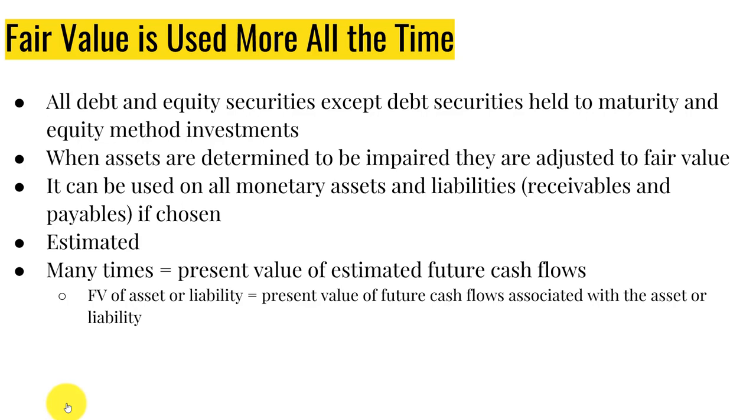Whenever we have an asset that is determined to be impaired, the impairment adjustment is to make the asset at fair value. So there's fair value again, anything that has been impaired.